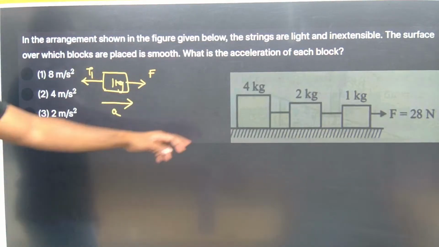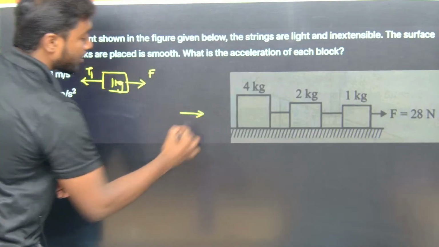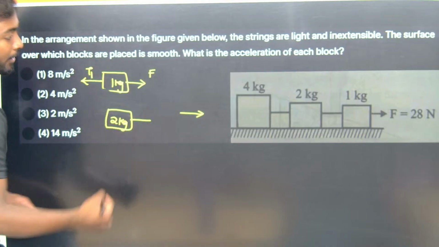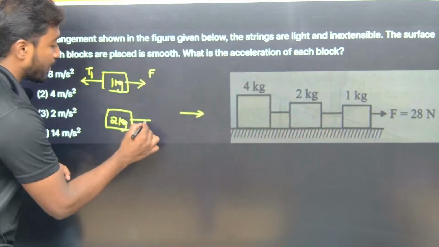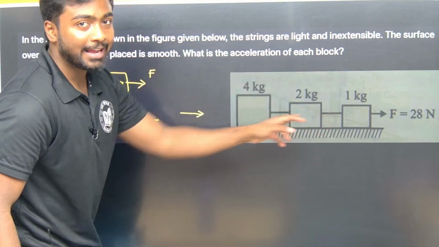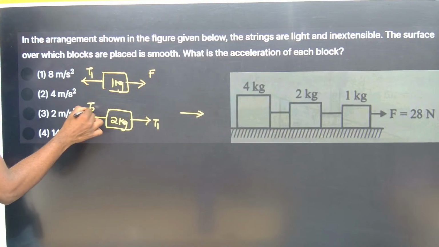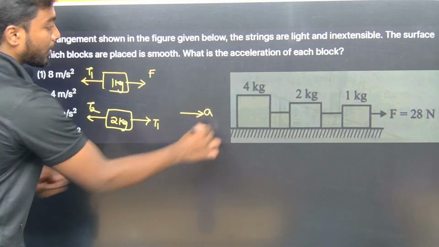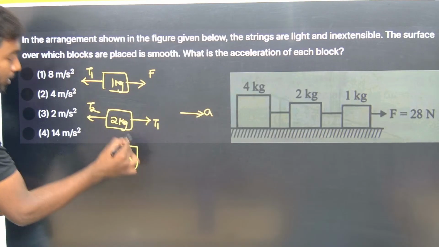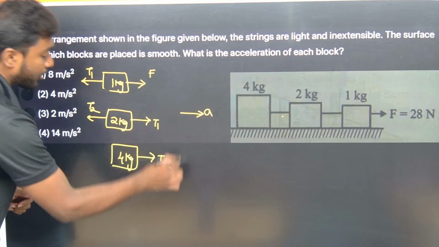Now what about the 2 kg block? I will write here, this is the acceleration. Now for the 2 kg block, there will be a tension away from the body, T1, and one more tension will be there. So two strings are attached here, T1 as well as T2, and this is away from the body. Now what about the 4 kg block? For the 4 kg block, only one string is attached, which is T2.